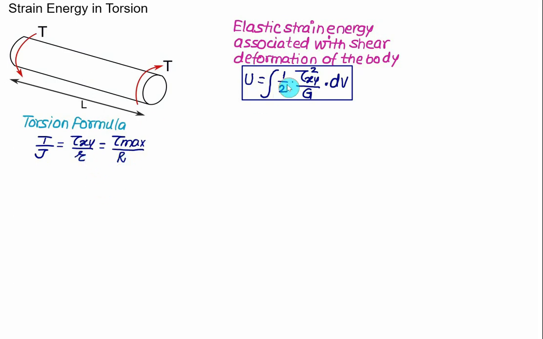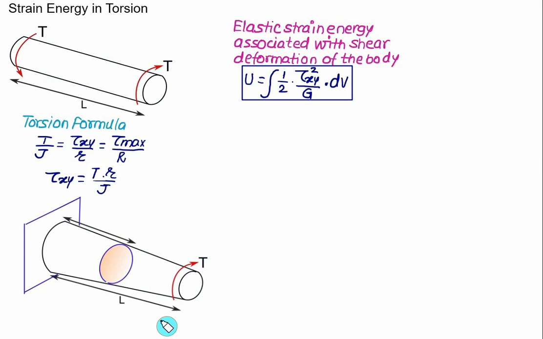Now we want to replace tau xy, so tau xy will be equal to torque multiplied by r divided by J, the polar moment of inertia. This is a situation in which we have a constant cross section. We want to make a generalized equation.